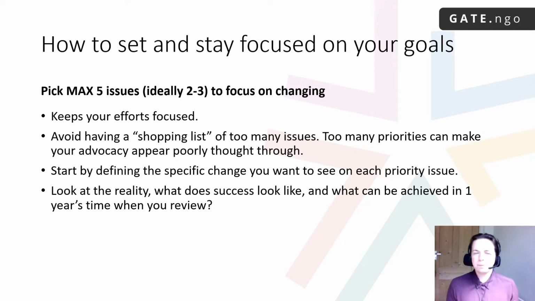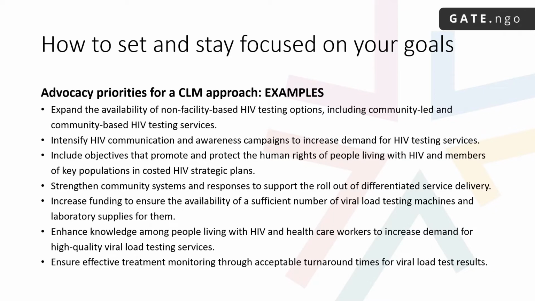Look at the reality. Think about, what does success look like for each of these issues? What can be achieved in 1 year's time when you review? Or you could set the timeline slightly differently, but try to visualize what that will look like in your time window. Here are some example advocacy priorities that might provide some inspiration for you.